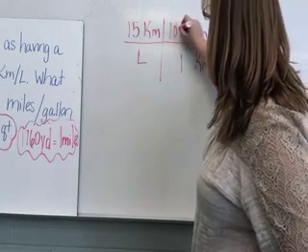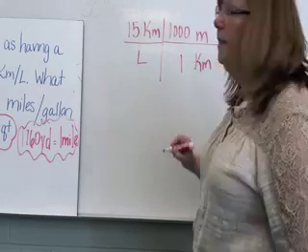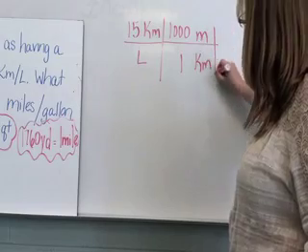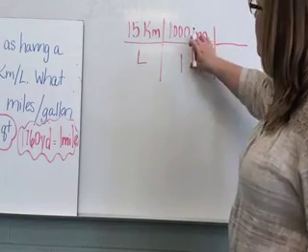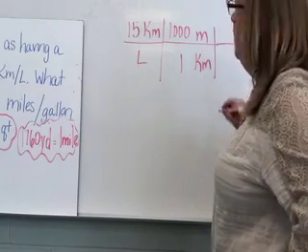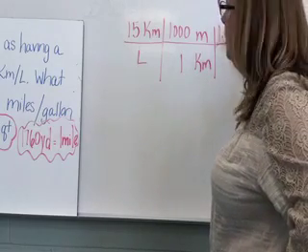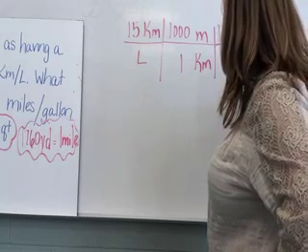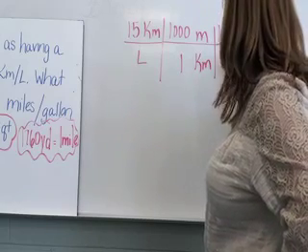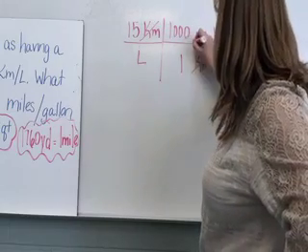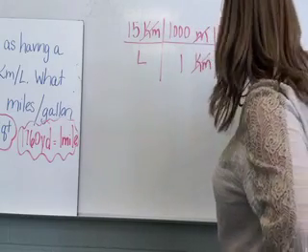1 kilometer is 1,000 meters. That's an exact number with infinite sig figs. This is something you need to know. Then we know that there are 1.094 yards in a meter. Notice the kilometer is canceled here, and now our meters have canceled.